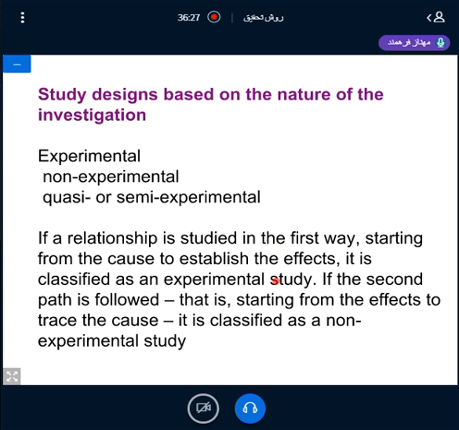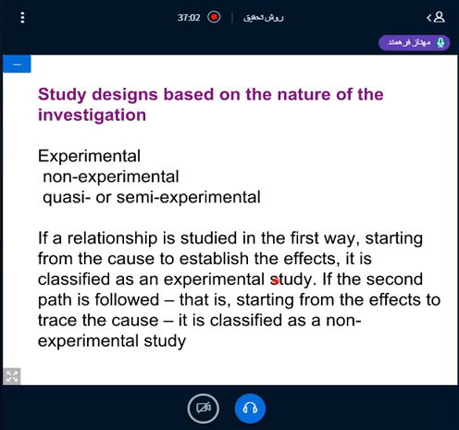Okay. Study designs based on the nature of investigation. We have three types of gathering the data or study design. You know them: experimental, non-experimental, and quasi or semi-experimental.